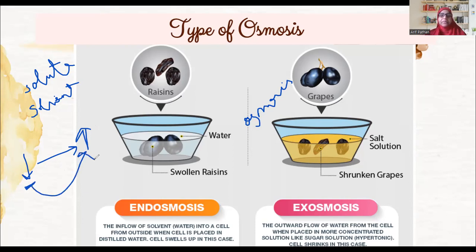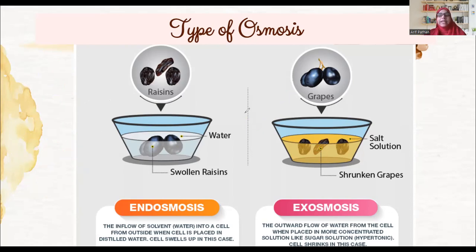So wherever there is higher concentration of solute and low concentration of solute over here, the tendency of movement of water will be in this direction. Here the solute concentration is less, here the solute concentration is high. So basically, it is the movement of solvent and water. Now in that we have two types, that is endoosmosis and exoosmosis.